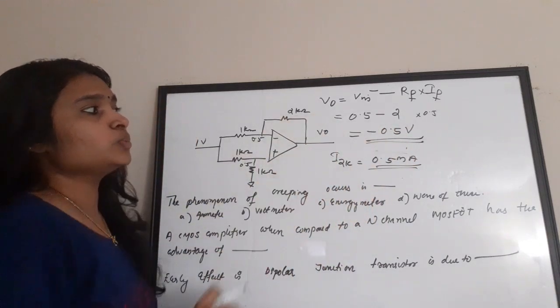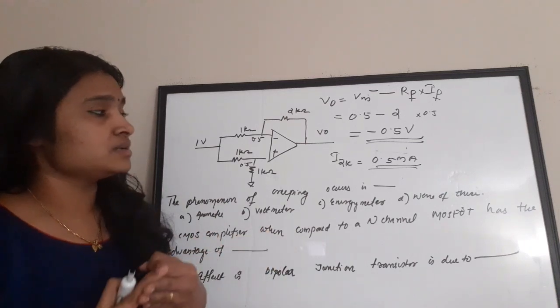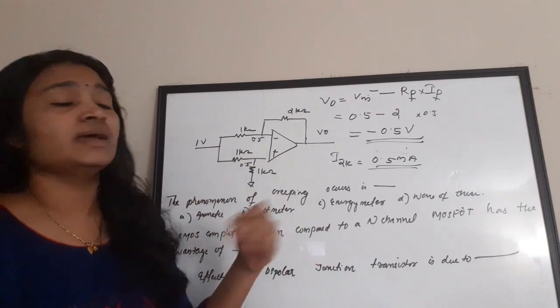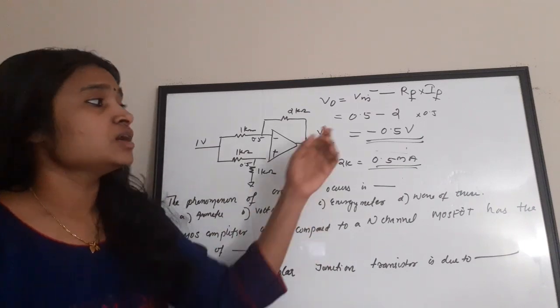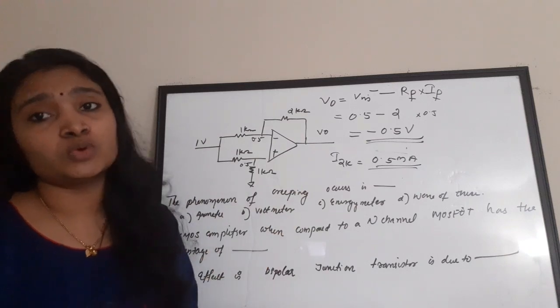Okay. So what is the output voltage? The options were plus 0.5, plus 2, plus 1 volt and minus 0.5. The correct answer or the output of this circuit is nothing but minus 0.5 volt.